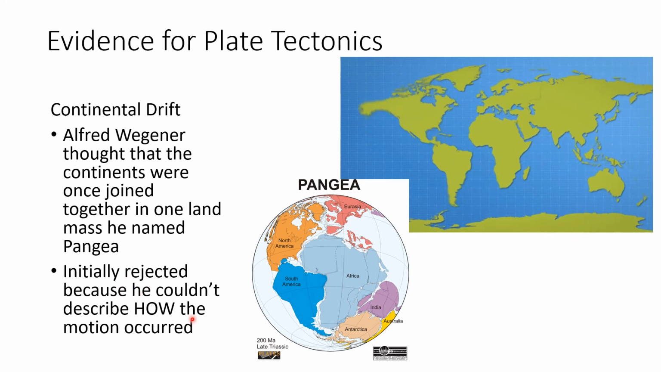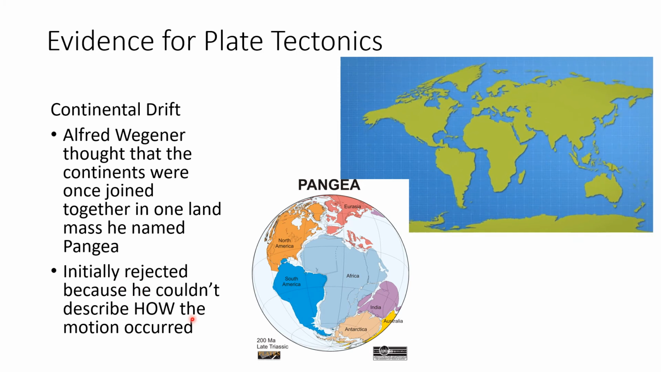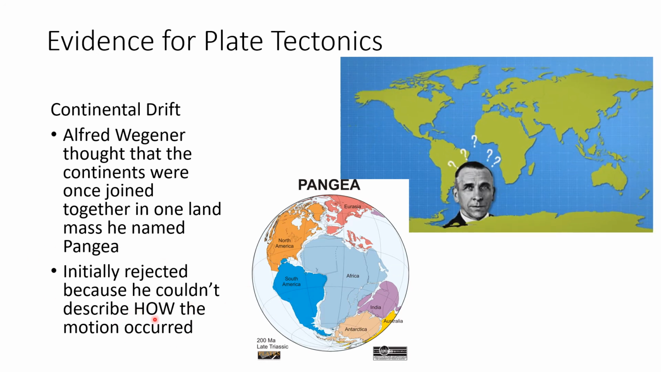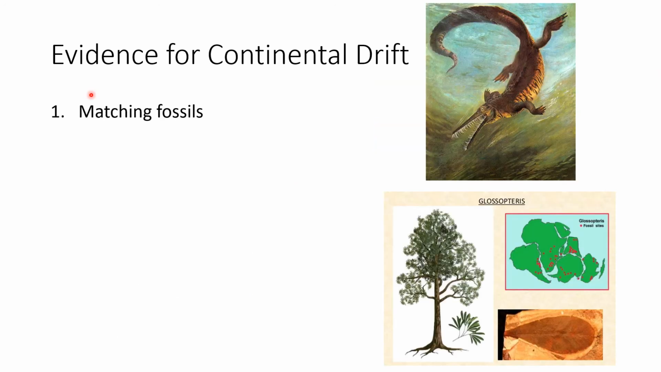Initially, people did not accept this idea because even though it seemed like the continents did match up, like their outlines, he couldn't describe how the plate motion could have occurred. So here's some of the evidence that Alfred Wegener used to describe his theory of continental drift.